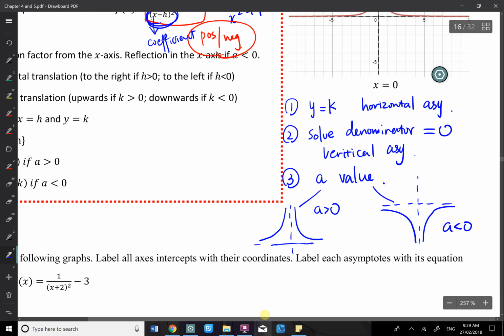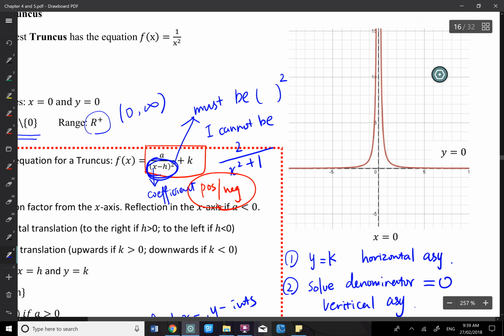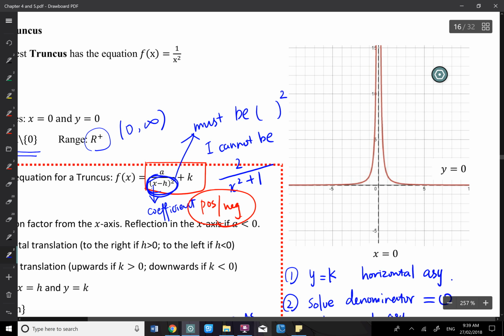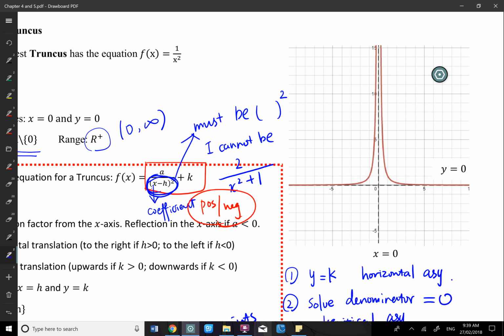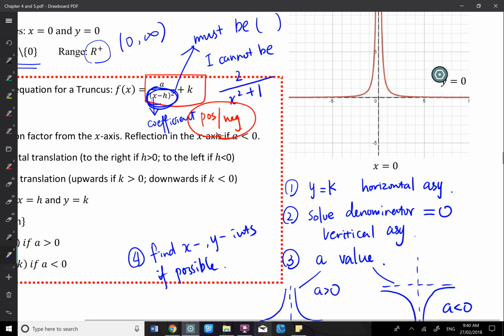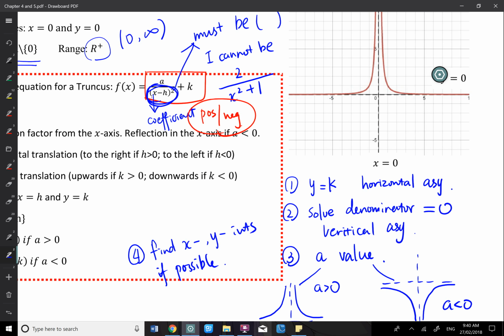And number 4 is find x, y intercept if necessary, if possible. Well, it's impossible to find x, y intercept for this graph. There's no y-intercept, no x-intercept. We can see it already from the graph. So we can think about the shape and then decide, do I have x, y intercept? If I have x, y intercept, I will solve for x, y intercept.